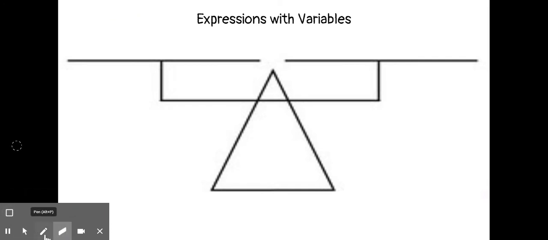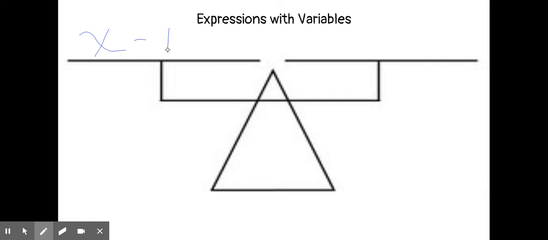Let's delete all that. And how about another one? Let's use x this time. X minus 1 is an expression with a variable. We don't know what the x is worth. There's no way as it is for me to figure it out. So I'm just going to call that an expression with a variable. I can't figure out what x is worth here, but there will be times where we can.